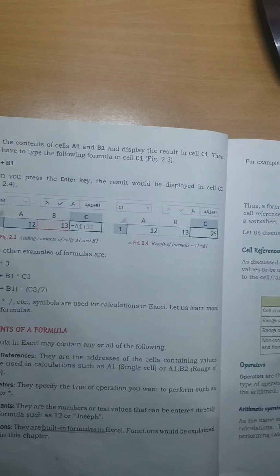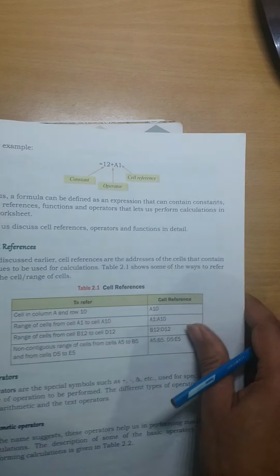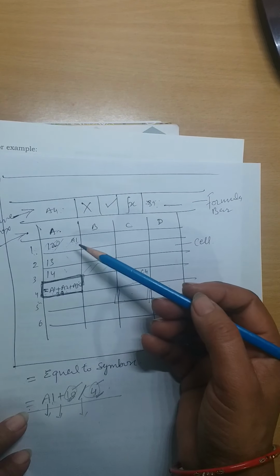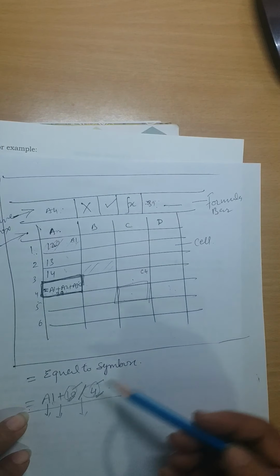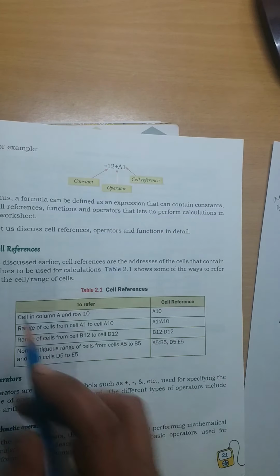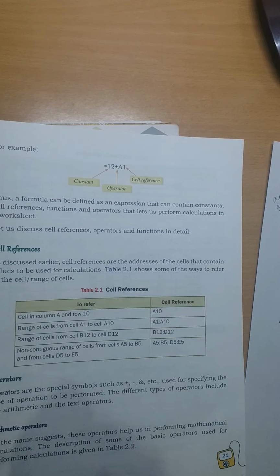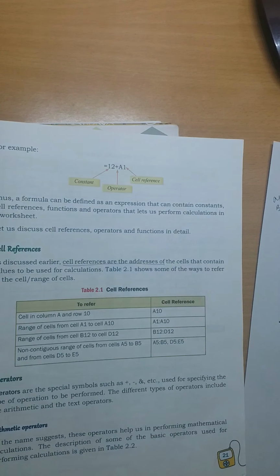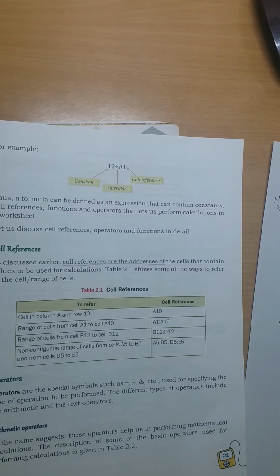Now it comes to cell reference. As I told you, in the formula you are using various cell references, as you have used A1, A2, A3, and here you have used C5, the cell address. So what are cell references? The cell references are the cell addresses of the cells that contain the values to be used in the calculation. Cell addresses in which the values are present, and you want to include those cell values in your formula. They are considered as cell addresses.